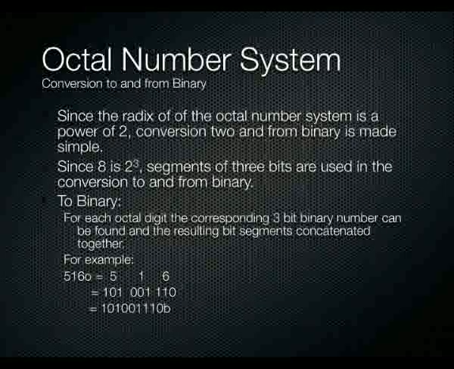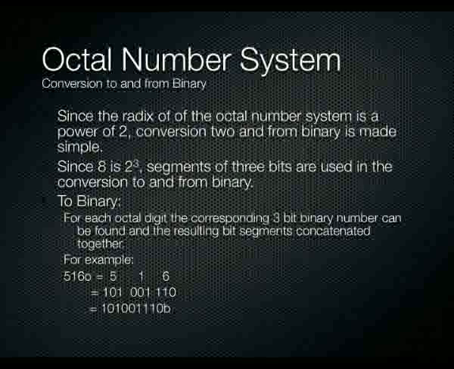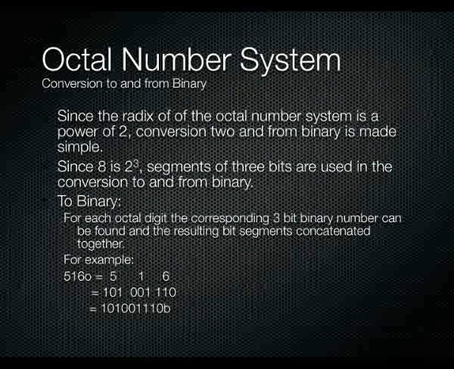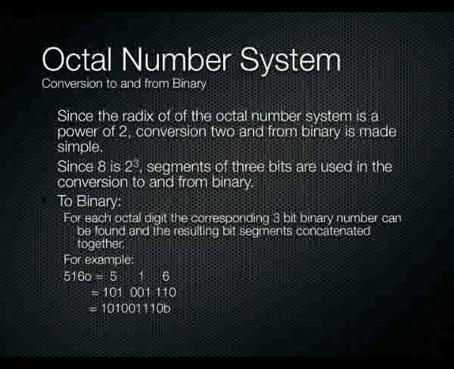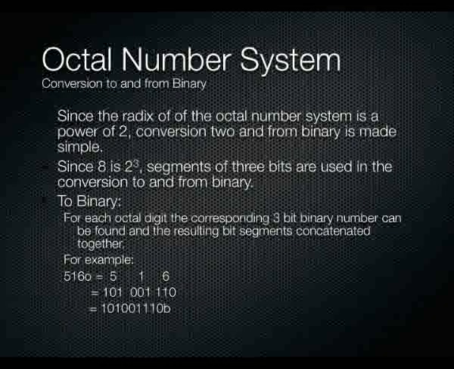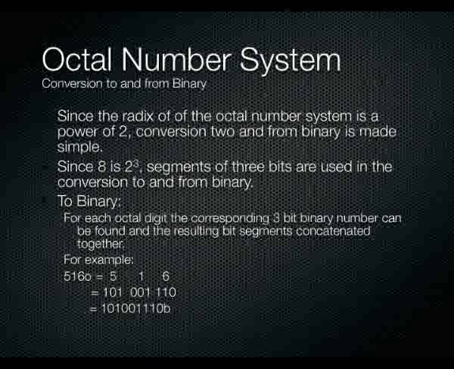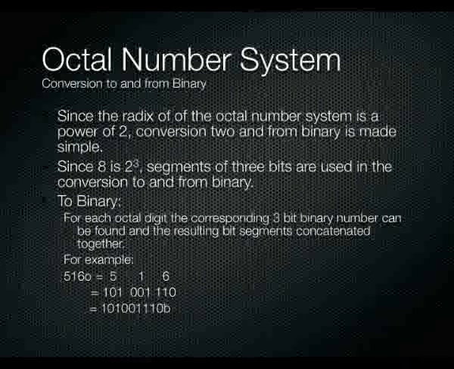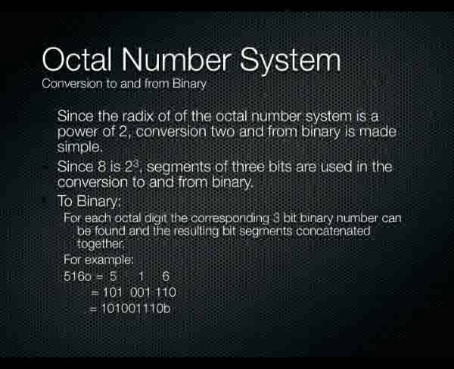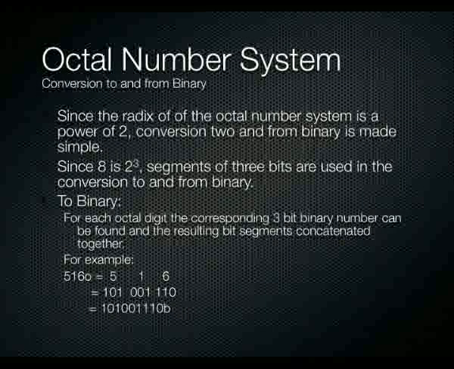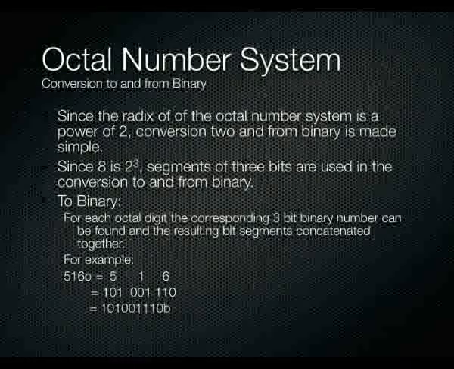So to represent an octal number in binary, we simply take the octal number starting at the least significant digit and convert it into a 3-bit binary number. We then take the next octal digit and convert that into a 3-bit binary number. Then we take the most significant octal digit and convert that too. Then we join those 3-bit binary numbers together to make one 9-bit number.